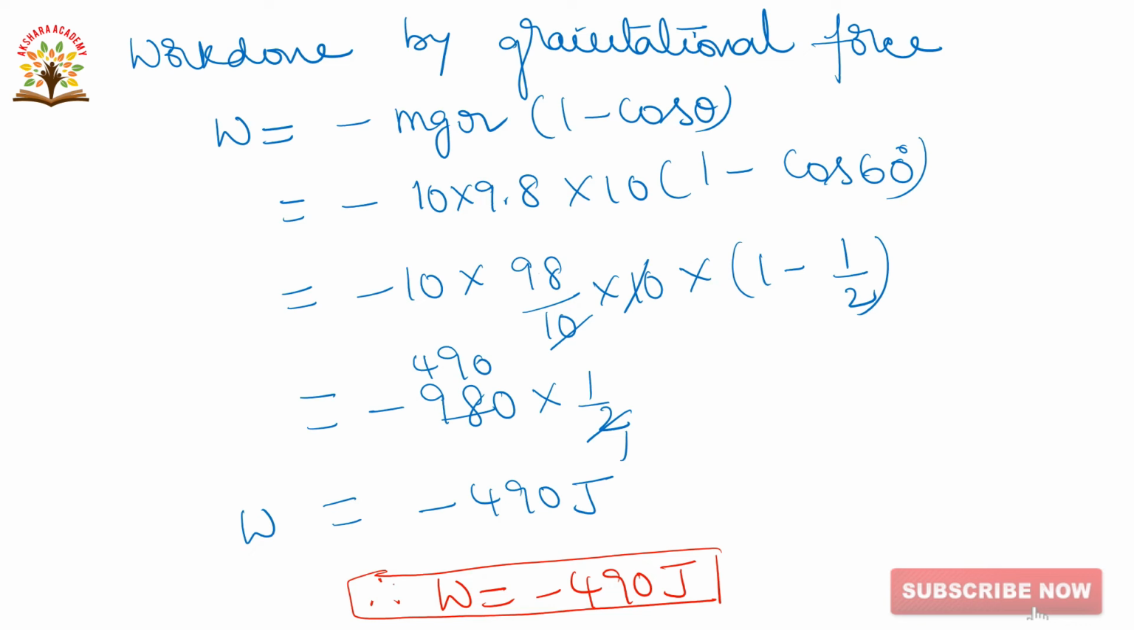The work done by the applied force is 1732 joules, and the work done by the gravitational force W is equal to minus 490 joules. Okay, next we will go to the next question.